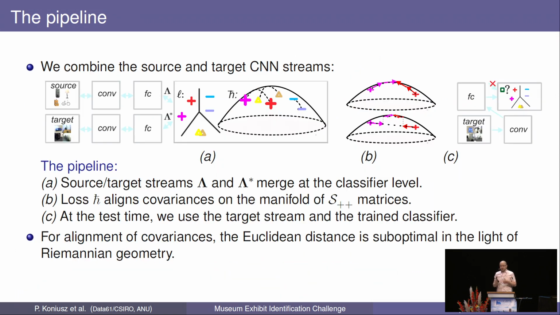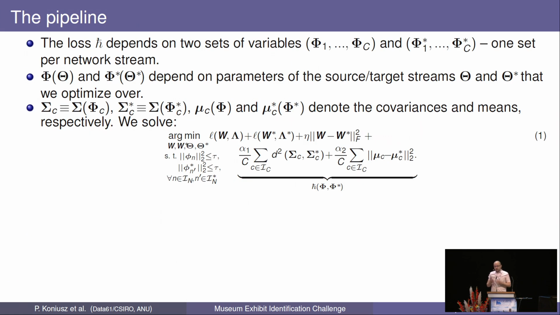For the pipeline, we have two streams, source and target. They produce lambda and lambda star features. We employ loss L for classification, and H is the alignment loss, and it performs alignment on the cone of symmetric positive definite matrices. So in figure B, at the top, you can see how the alignment is performed along the geodesic path for Riemannian geometry, and in figure B, we show how the alignment would be performed according to Euclidean geometry, where the reprojections are needed. And in figure C, this is our testing pipeline, where we cut off the source and just use the target network. More specifically, our alignment loss depends on two sets of variables, phi and phi star, one set per network stream.